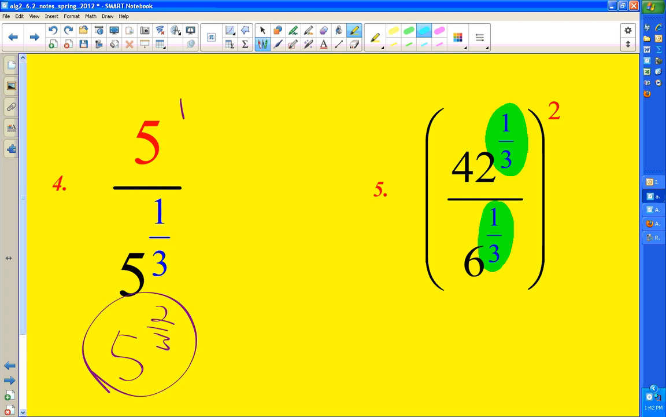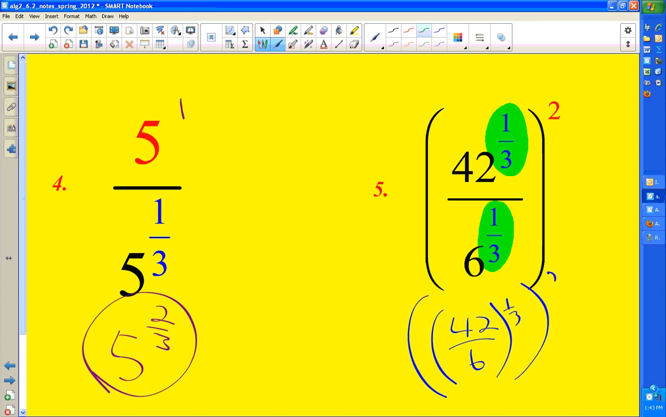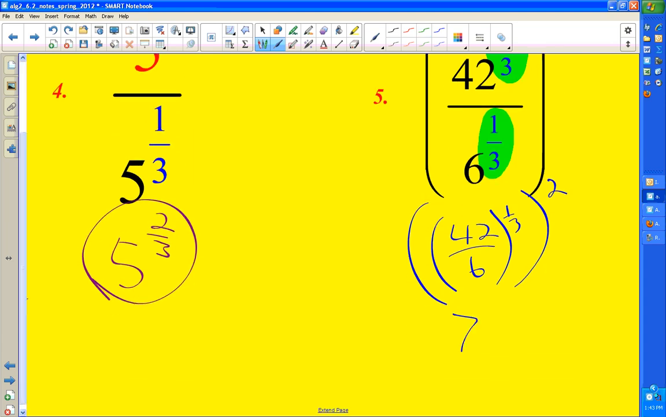If the powers are the same, then we could do 42 over 6 to the 1/3, and all of that would be squared. Because this power is the same, we can do the reverse of the power of a quotient property. Up here, they've cast out the 1/3 to the top and the bottom. But what is 42 over 6? 7. We love that, because now we don't have to deal with that fraction anymore. We have 7, and then what do we do with those powers? Multiply. 7 to the 2/3 power.